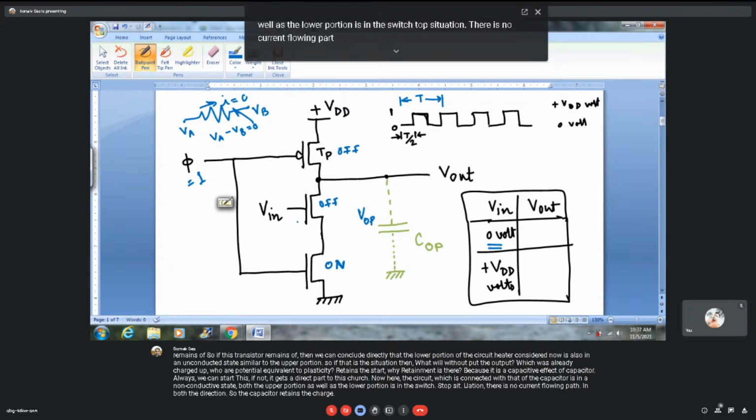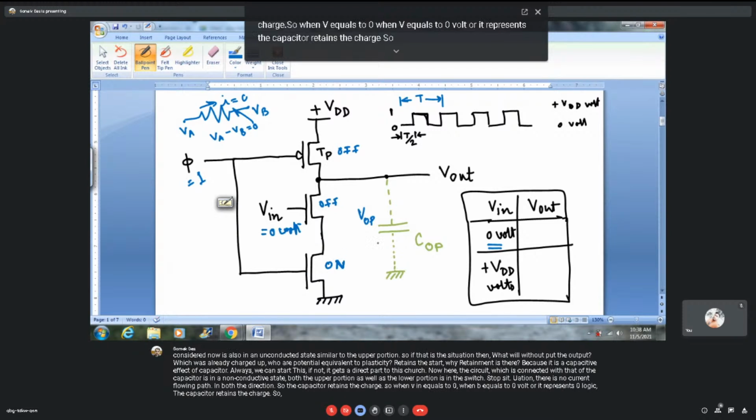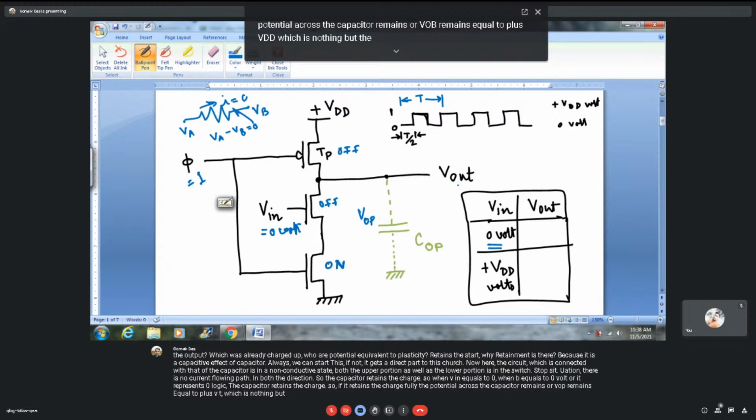So when Vin equals 0 volt, or it represents 0 logic, the capacitor retains the charge. So if it retains the charge fully, the potential across the capacitor, or VOP, remains equal to plus VDD, which is nothing but the output potential. So when Vin equals 0 volt, the output potential is plus VDD.